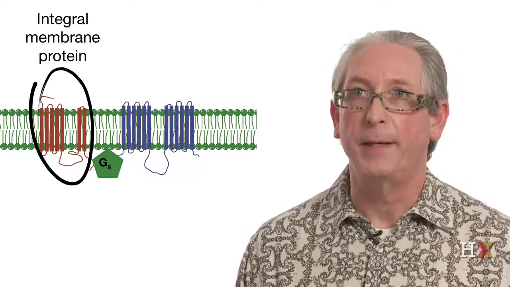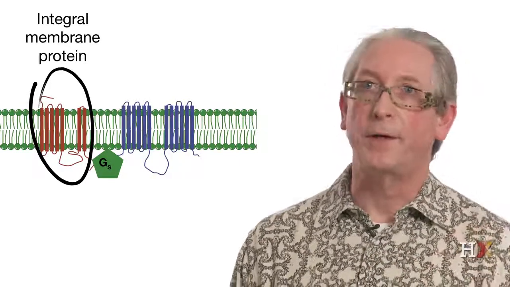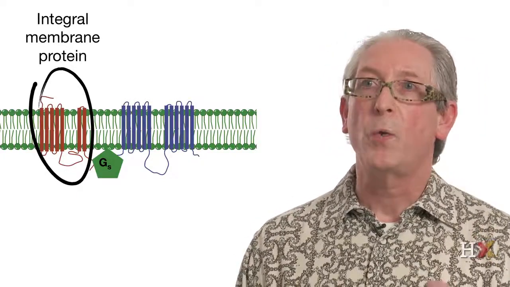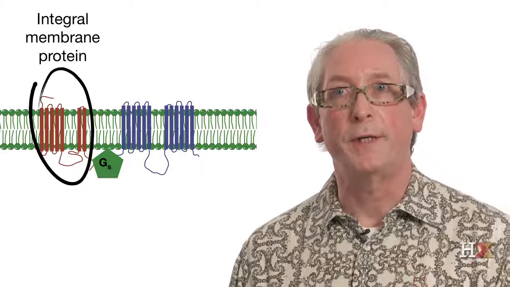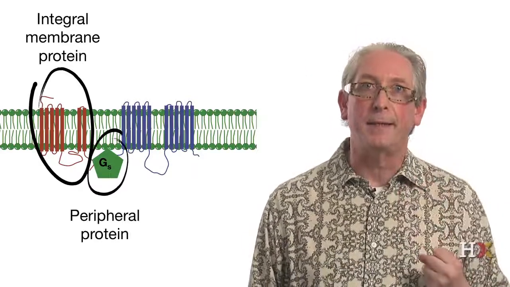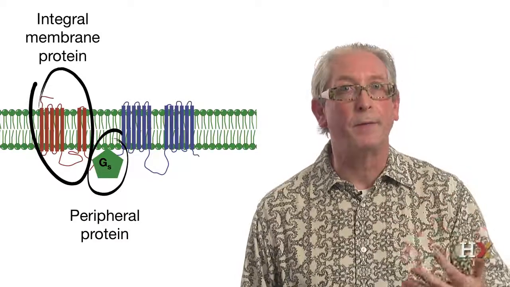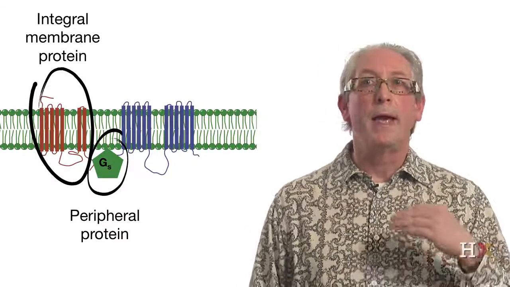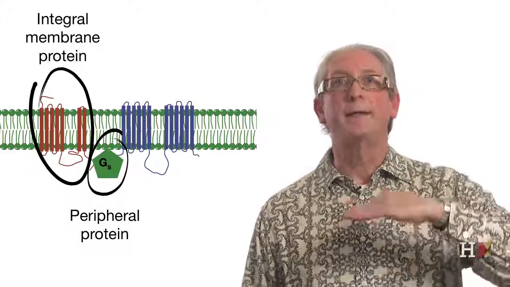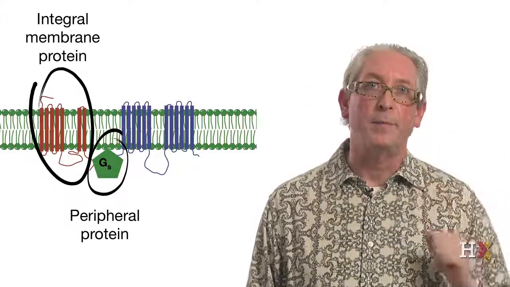of the lipid membrane. Now on the other side, on the cytoplasmic side, this receptor interacts with a trimeric G protein. This G protein is not embedded in the lipid bilayer. It is called a peripheral protein. And you have peripheral proteins both inside and outside of the membrane.